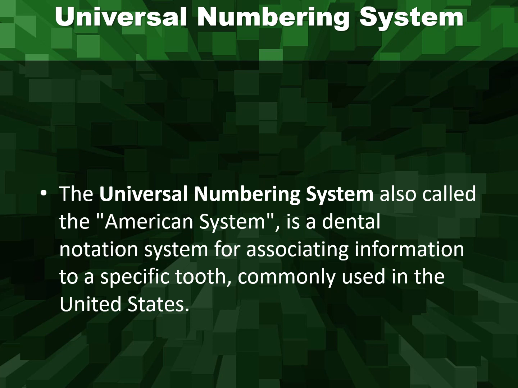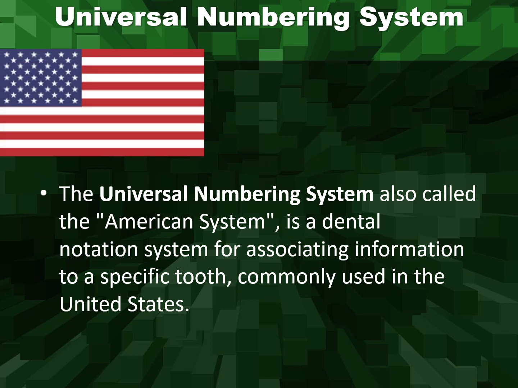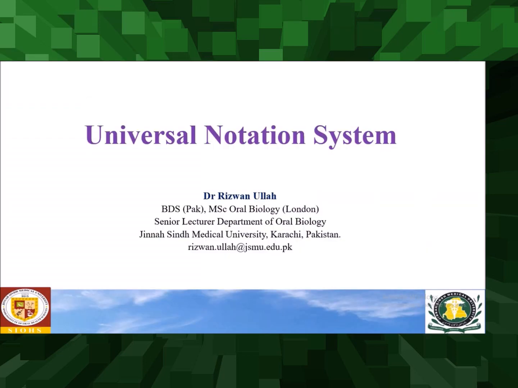Next system, universal numbering system. The universal numbering system, also called the American system, is a dental notation system for associating information to a specific tooth, commonly used in the United States. And now please look at the video about the universal notation system.